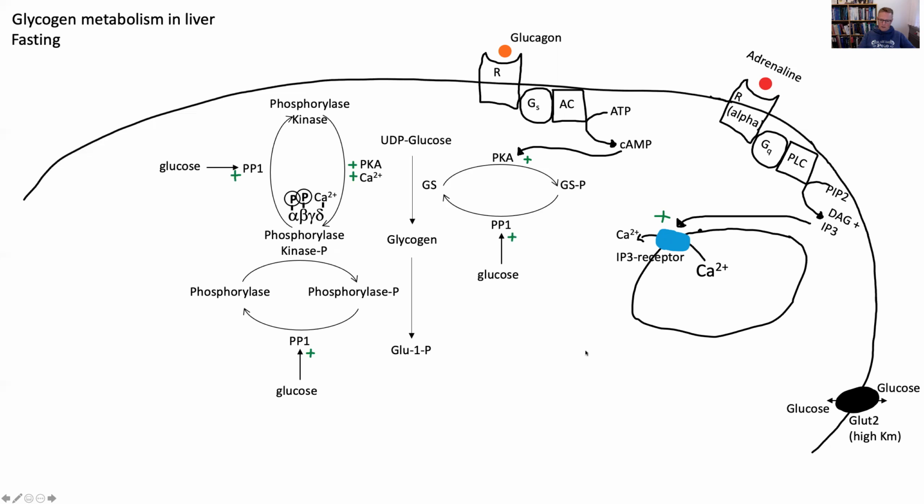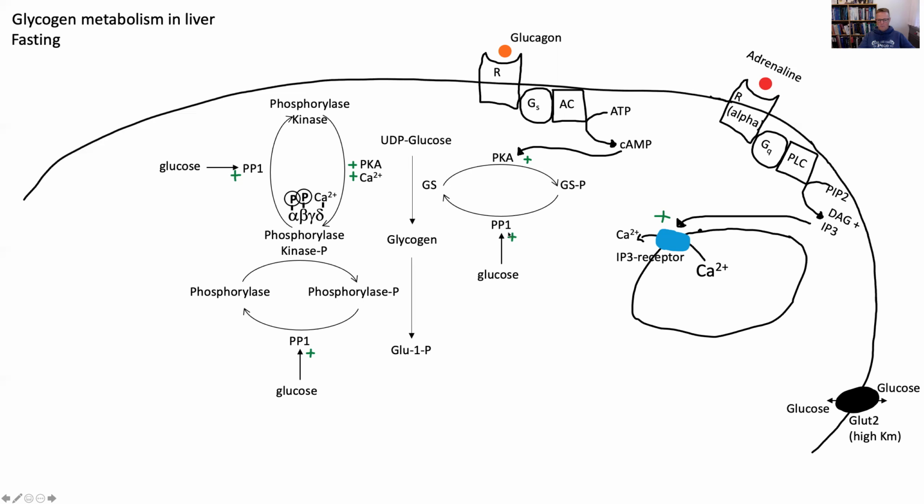Here we know that it's not PKA as we saw in muscle, but it's actually glucose that will stimulate the activity of PP1, which again can dephosphorylate the enzyme. And this actually makes good sense because if the concentration of glucose increases in the circulation, it will also increase in the cytosol of the hepatocyte. That will lead to an activation of PP1 that will dephosphorylate the enzymes involved in glycogen synthesis and degradation.